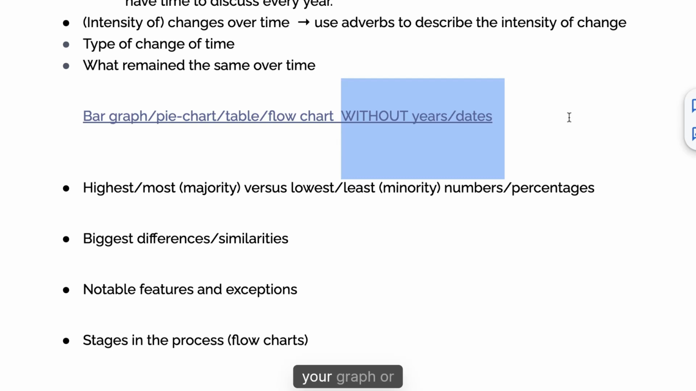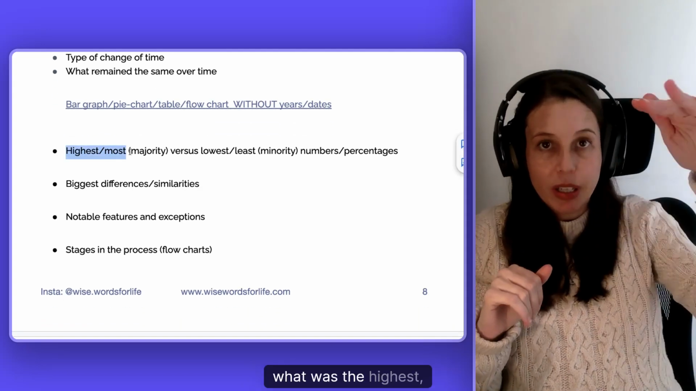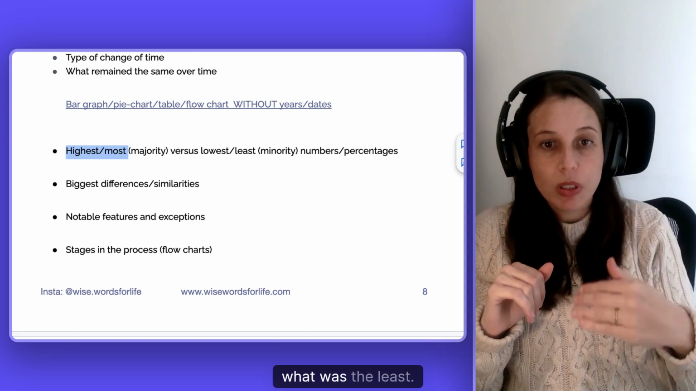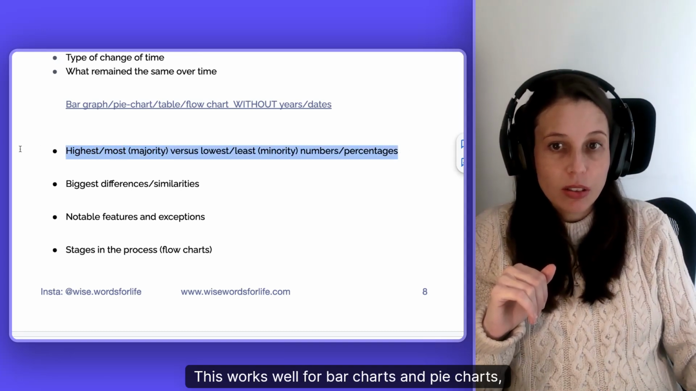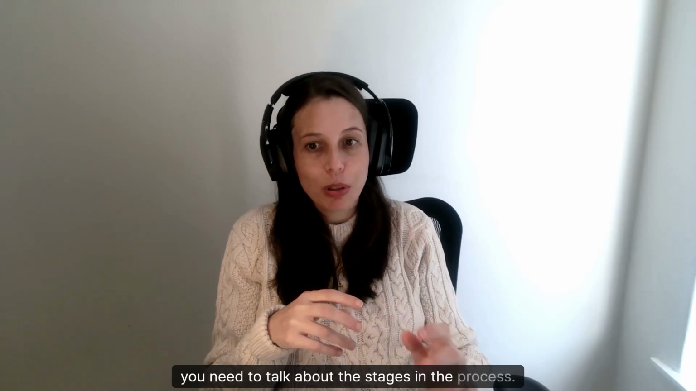If, however, your graph or flowchart doesn't have dates, then you'll need to talk about what was the highest, what was the lowest, what was the most, what was the least. This works well for bar charts and pie charts, even tables without dates. Obviously, for flowcharts, though, you need to talk about the stages in the process.